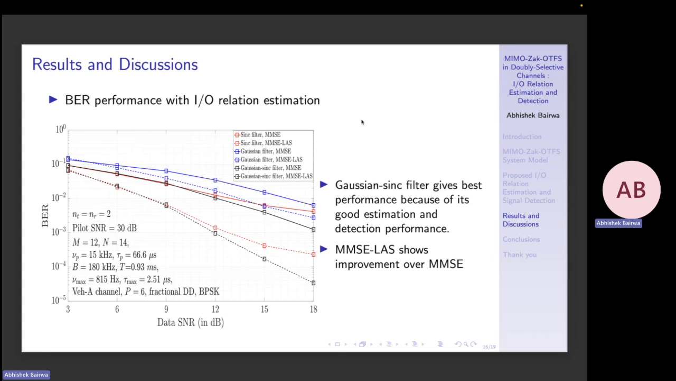The sinc filter has good detection performance, but due to its very high side lobes, its estimation performance is very poor. The Gaussian filter has good estimation performance because of its localized nature, but its detection performance is way worse because of intersymbol interference. And that gives an edge to the Gaussian-sinc filter, which has both the advantages of good estimation and good detection. That's why its performance is better. And MMSE-LESS shows improvement over MMSE for all three filters, but for the sinc filter and the Gaussian-sinc filter, this improvement is very good.